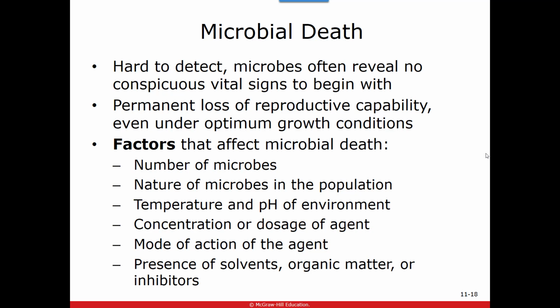What is the nature of the microbes in the population? Do they have everything they need? Are they happy? What is the temperature? What is the pH of the environment? What is the concentration or dosage of the agent that you want to use? What's its mode of action? And we're going to get into some modes of action of that particular agent. And are there any solvents around, organic matter, or inhibitors that might inhibit different agents from working correctly at inhibiting microbial growth?